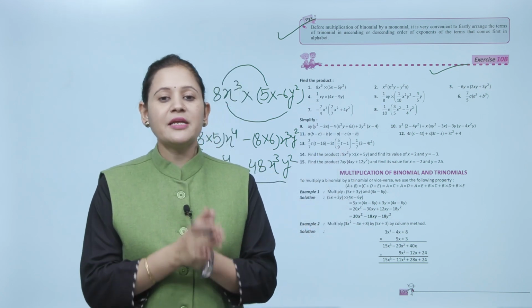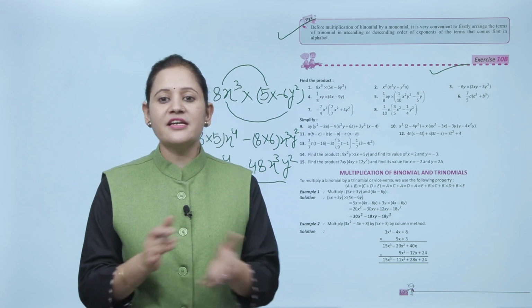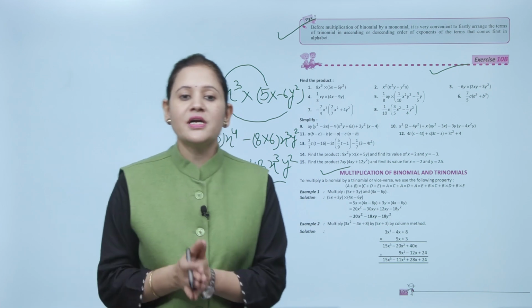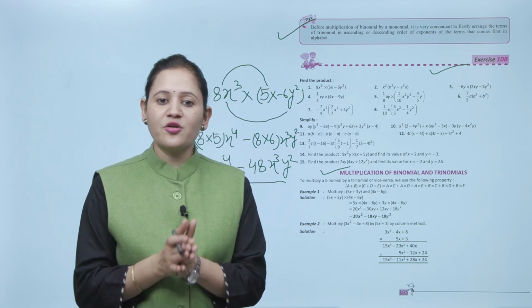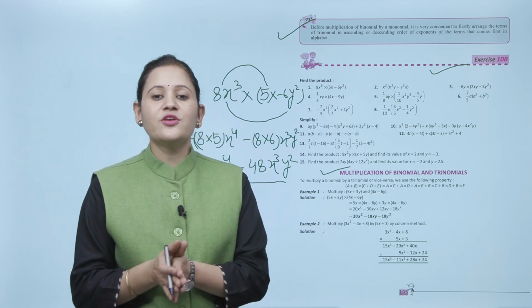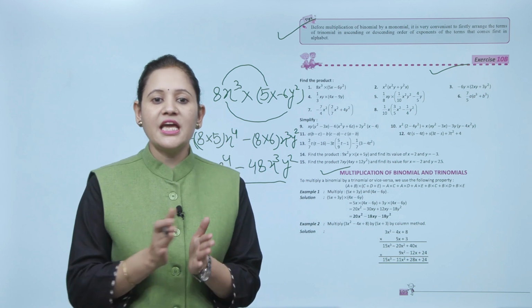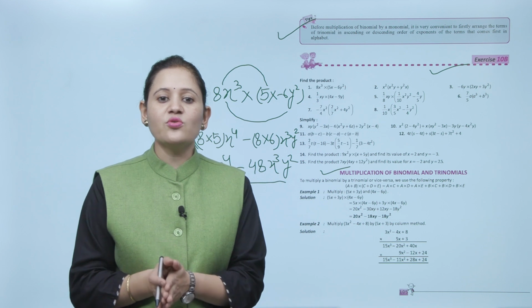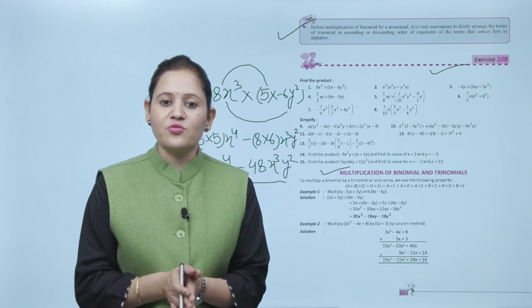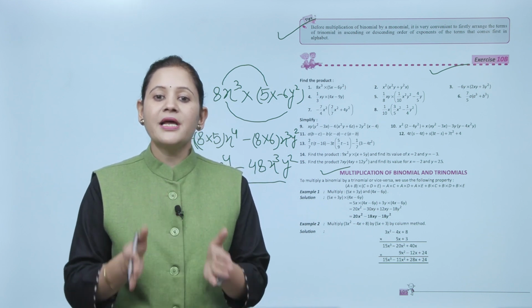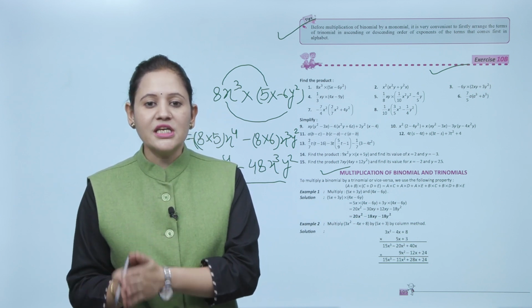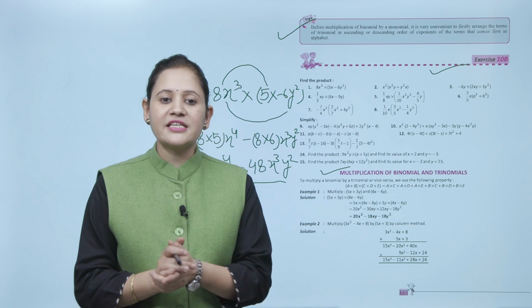Next is multiplication of a binomial and a trinomial. To multiply the binomial by a trinomial or vice versa, we use the following property. A plus B into C plus D plus E equals A into C plus A into D plus A into E plus B into C plus B into D plus B into E. Now we'll take an example.